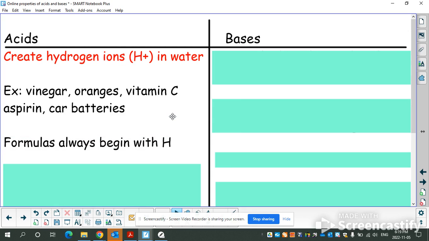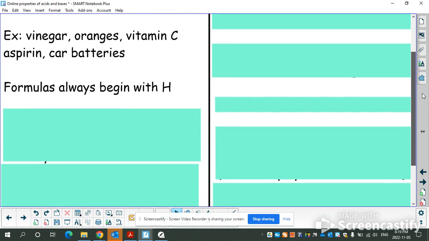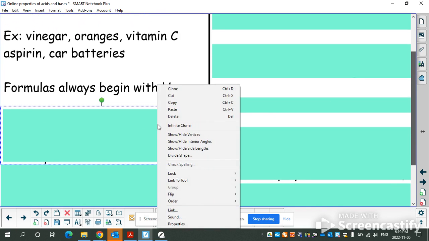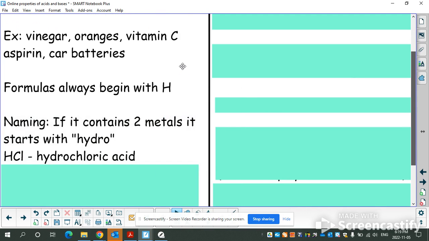Formula always begins with an H, or hydrogen, which makes sense. If it's going to release hydrogen ions in water, it has to have hydrogen in it. That's pretty logical. When we name them based on what's in them.